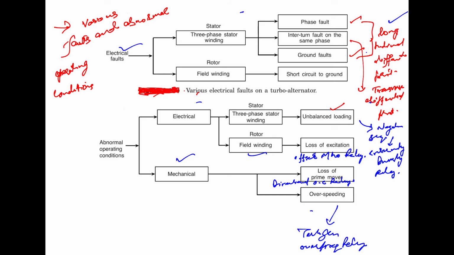So this is about the protection of the generator. In the next lecture, we will discuss the protection of the induction motor. Thank you very much.